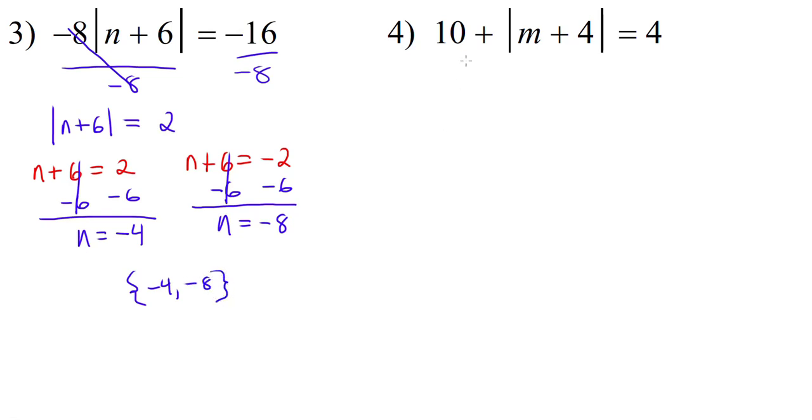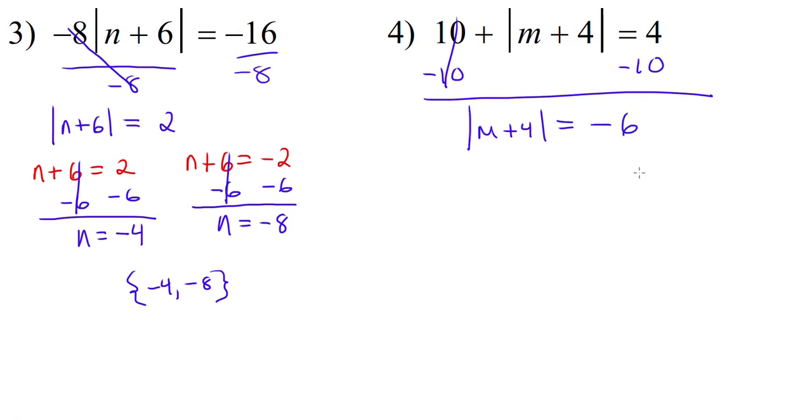Number 4, we have 10 plus the absolute value of n plus 4 equals 4. Once again, we need to isolate the absolute value, so we need to subtract 10 from both sides. Here the 10's cancel out, leaving us with the absolute value of n plus 4 equals 4 minus 10, which is negative 6. Now right here we can stop because absolute value is never a negative number. Therefore, there is no solution for this equation.